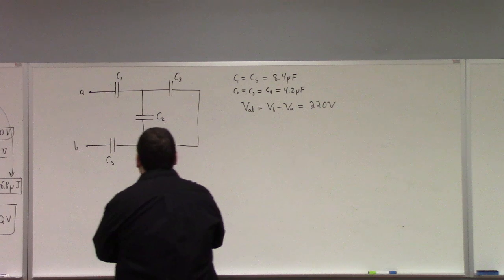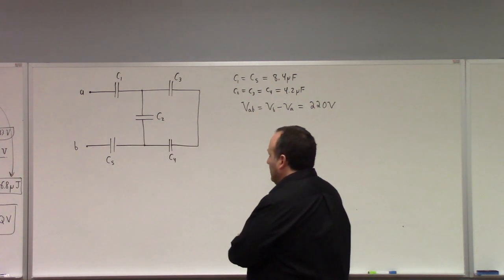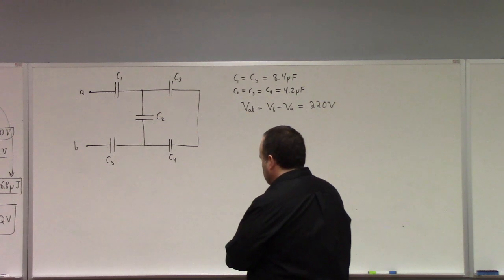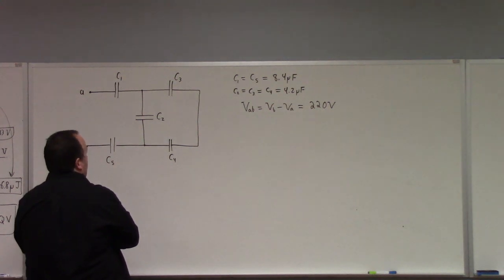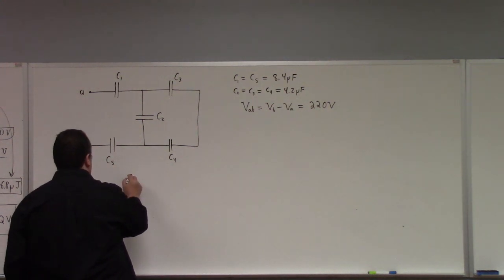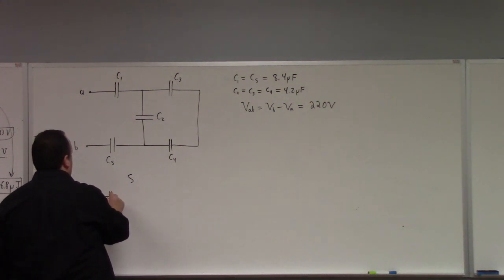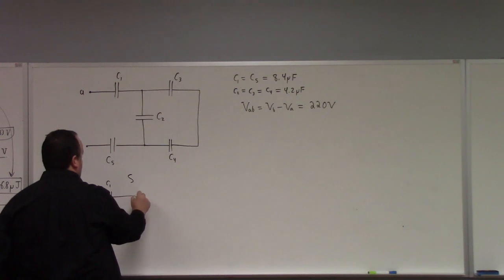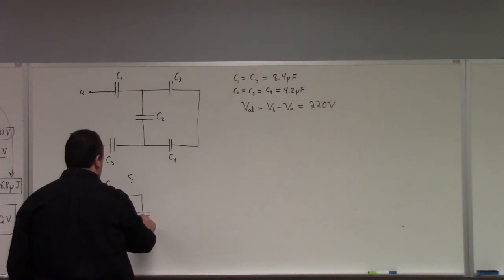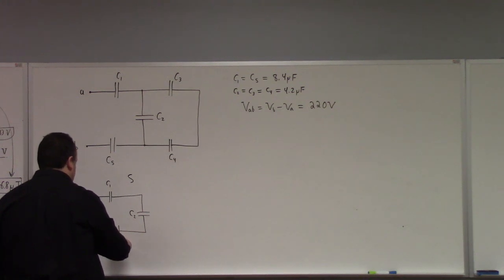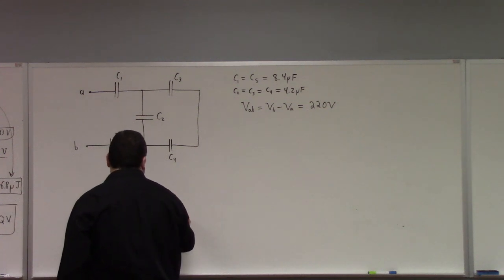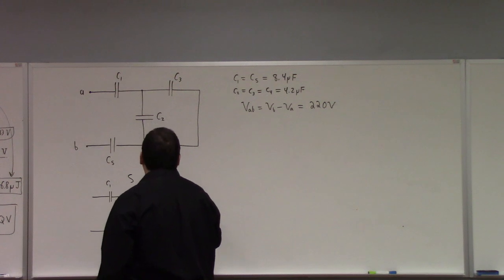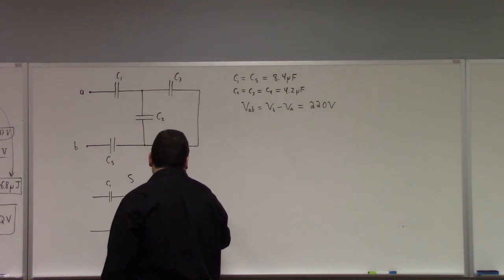All right, so first order of business, we have to understand what we're up against. So here's the thing. I'm going to do it in stages, all right? So this is the same as, we've got C1, C2, C5. I've not done anything to these guys, but I'm going to trade my C3 and C4 for C3 times C4 divided by C3 plus C4, right?